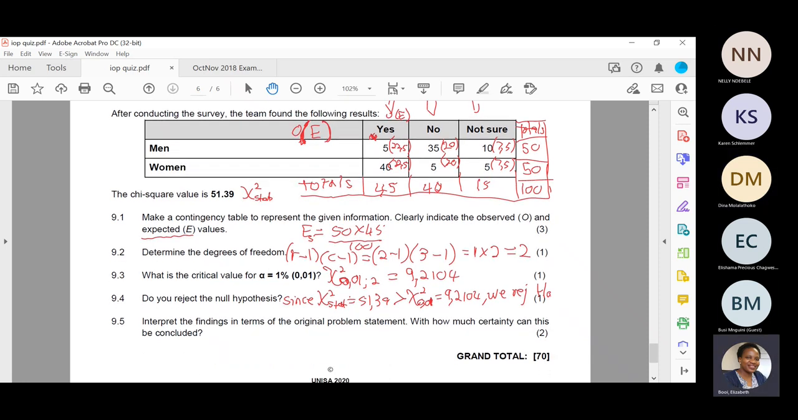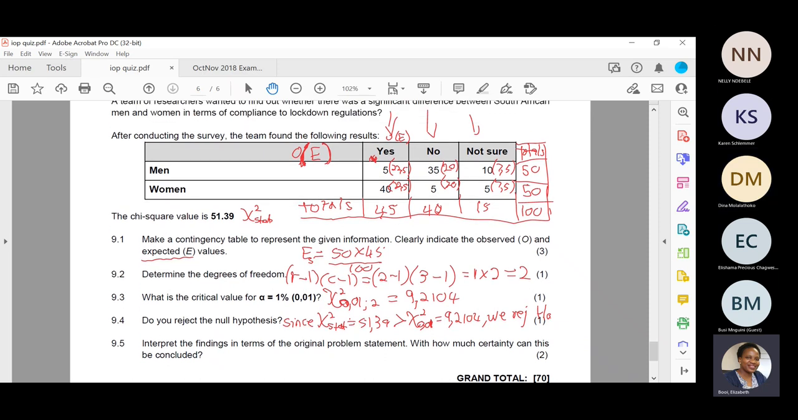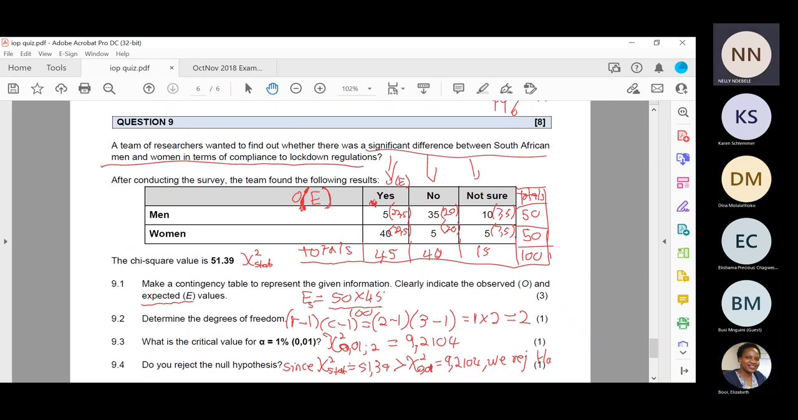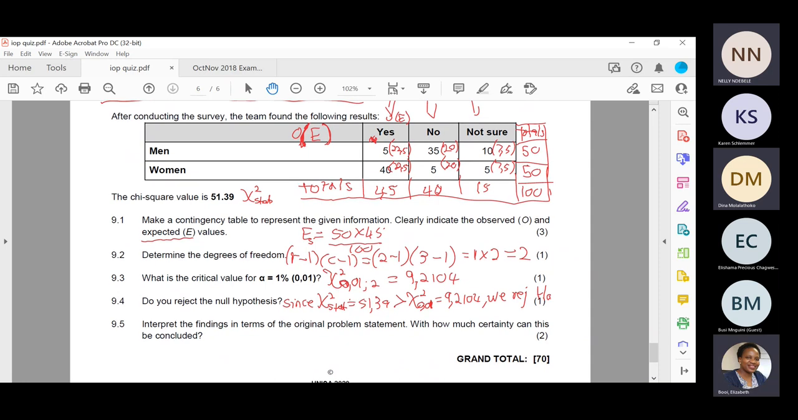And the last bit, interpret your results. And with how much certainty? So, the same. Anyone who wants to try it for the last time, because this is the end. How would you answer it?